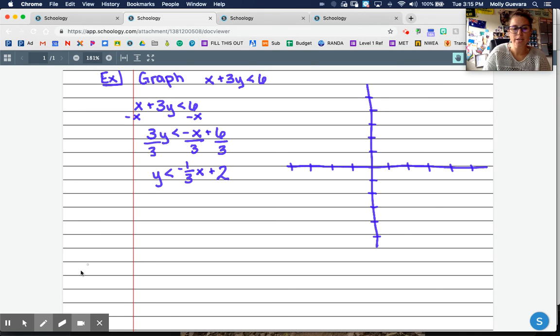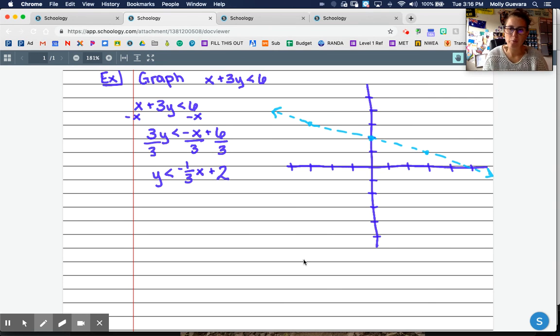So now I know my y-intercept is at 2, and my slope is down 1 over 3, or up 1 to the left 3. And the question is, is it dashed or is it solid? Right? And it's dashed because I can be less than the line, but I can't be equal to the line. So I draw my dashed line like so.